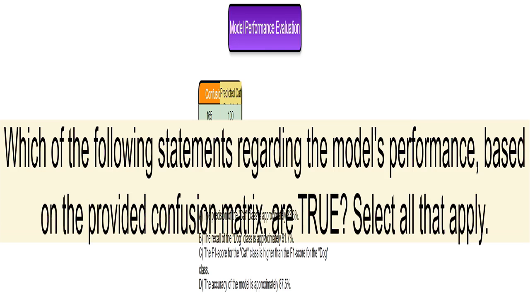This statement checks the model's precision for cats. Precision is calculated as true positives for cats plus false positives for cats. I find that the precision value is actually closer to 87%, 100 plus 15, not 83.3%.